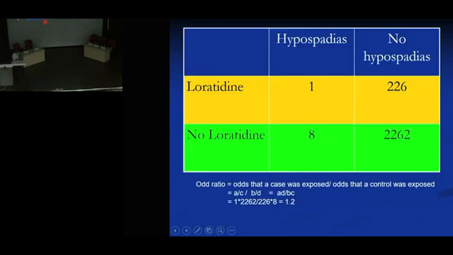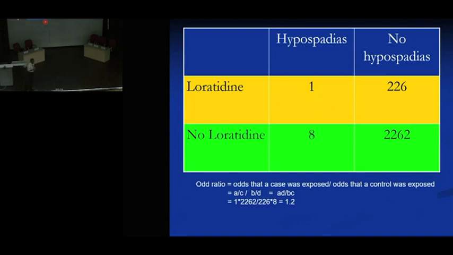Okay. So if you plot this information, just to show you what it means. So this is what it looks like, and you come up with a figure which says 1.2, which means what? The probability of having a hypospadic baby, having a mother who had loratadine, is but 1.2. If you looked at risk, it will say something like that. So here we are looking at the probability of the exposure having happened amongst individuals who have the outcome.